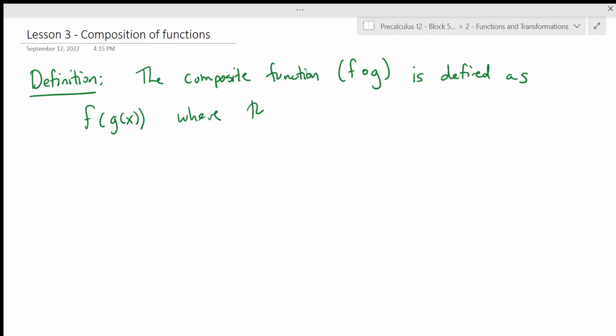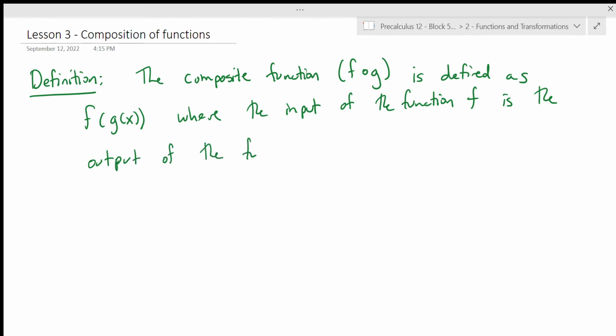where the input of the function f is the output of the function g. So we'll be taking an x value, we'll be applying g to it, getting some output, and then we will take f and we will apply f to what the output of the function g was.